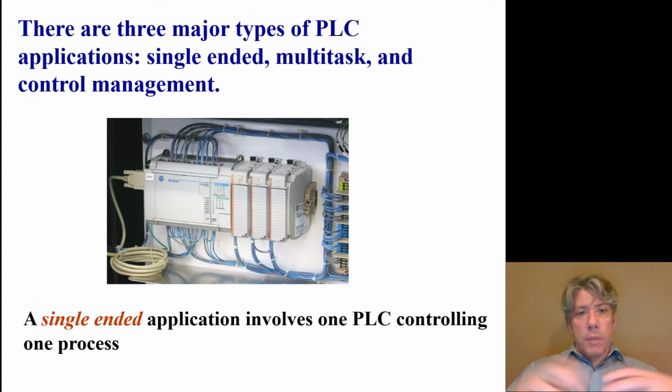Now, when it comes to PLCs, the way they're used in application, there's three basic categories. There's single-ended, multitask, and control management. Now, single-ended is probably the most common type I've seen. It's where a single PLC controls one machine, one assembly line, one entity, one thing. There's nothing else trying to control that line. Now you might have the PLC networked or something where you can talk to it. It might communicate with other things, but the point is that that one PLC controls essentially one whole machine.